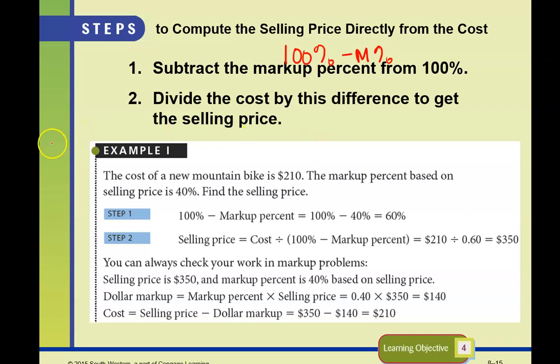Okay, and so let's say that the cost of a new mountain bike is $210. The markup percent based on the selling price is 40%, and we want to find the selling price. So the first step is to find that complement. So 100% minus the markup percent of 40% gives us 60%. And the selling price is then going to be the cost of $210 divided by 60%, which gives us a selling price of $350.